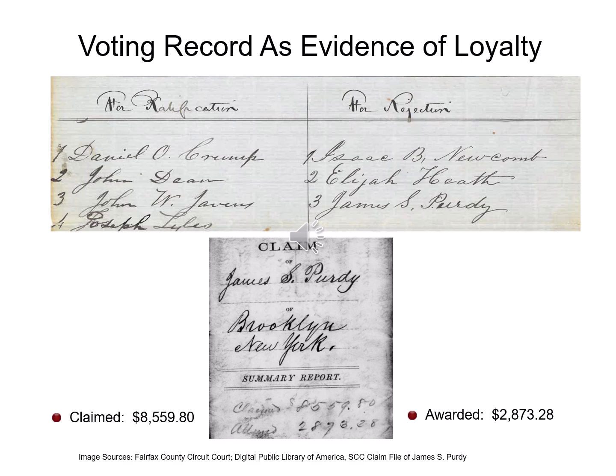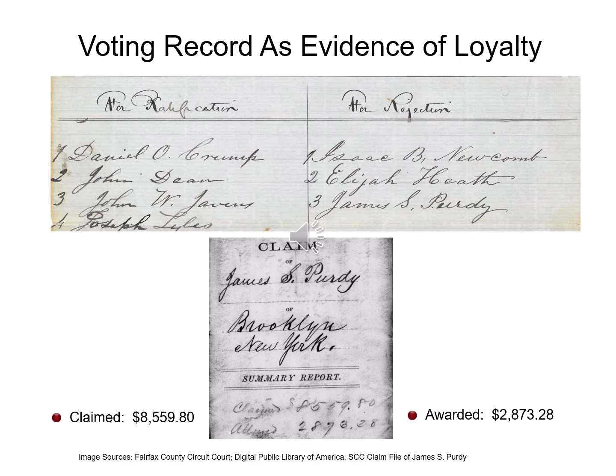James S. Purdy voted for rejection of the secession resolution in Annandale. He had a 145-acre farm along Little River Turnpike. He filed a claim for loss of crops, fences, livestock, and his home was burned down by Union troops early in the war to prevent it from being used by Confederate sharpshooters.